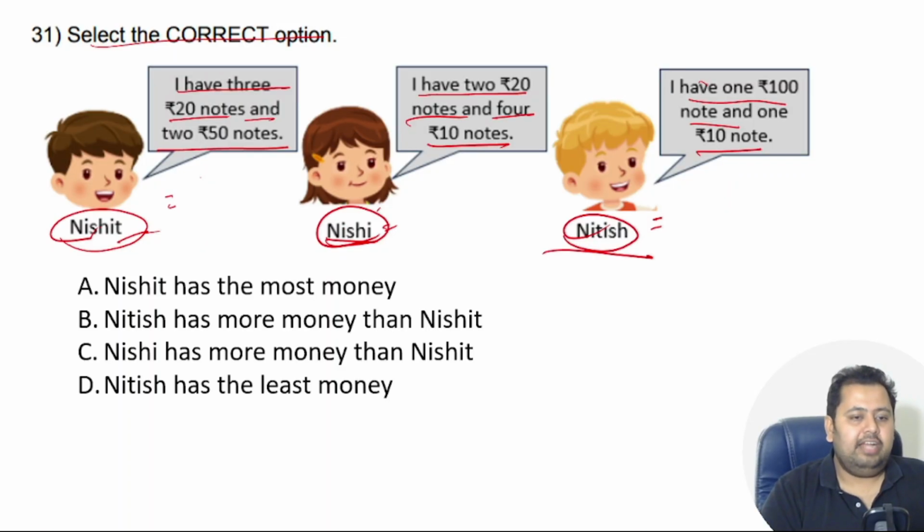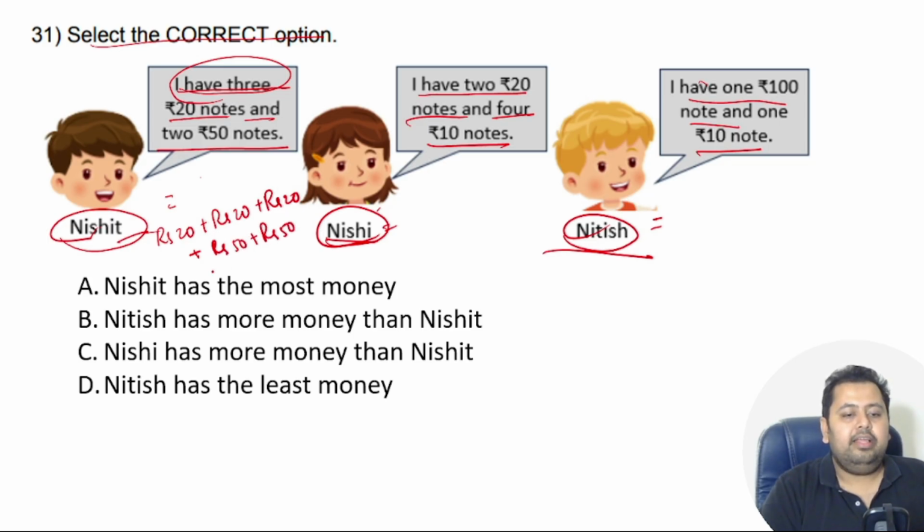This we would have got it correct. So Nishit says I have 3 rupees 20 notes. So he has 3 rupees 20 notes, right? So rupees 20 plus rupees 20 plus rupees 20, and 2 rupees 50 notes, rupees 50 plus rupees 50. If you do the addition over here, you will now know that Nishit has rupees 160 with him. If you do the addition yourself, you'll find that out. I hope you'd have done the addition yourself already.